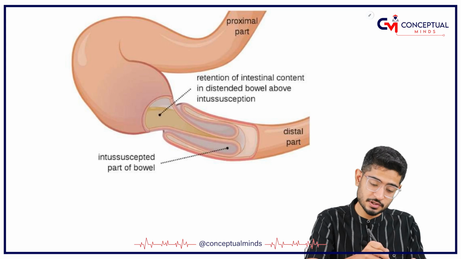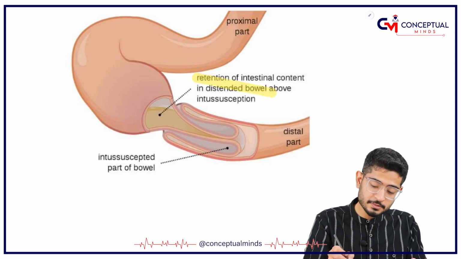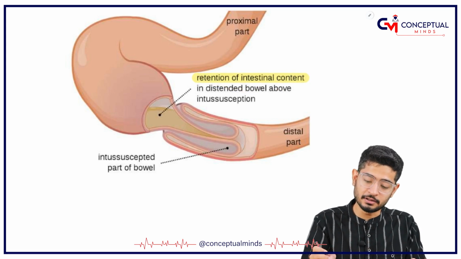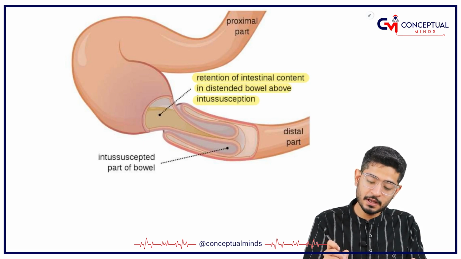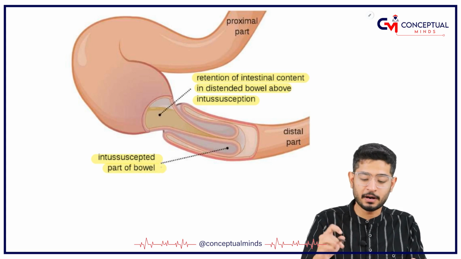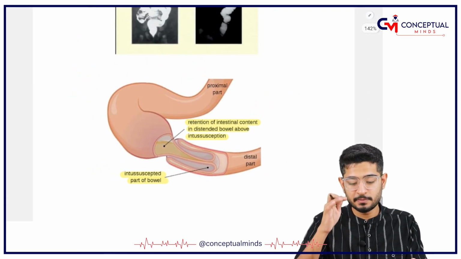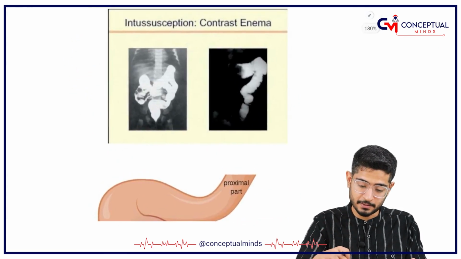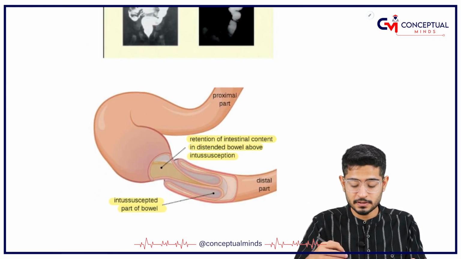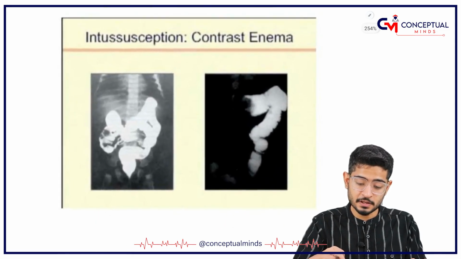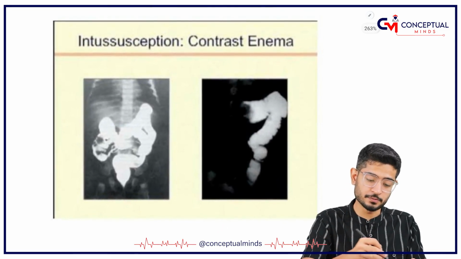Because it is getting folded like this, there is going to be retention of the intestinal content in the distended bowel above the intussusception, and this is called the intercepted part of the bowel. The proximal part is going into the distal part, and there is going to be obstruction also.